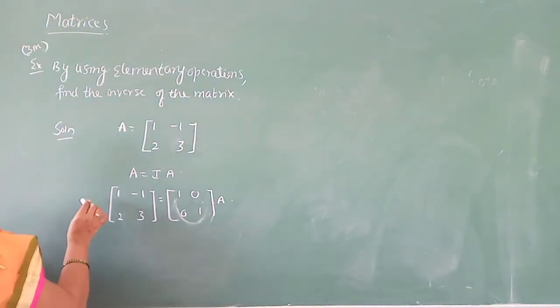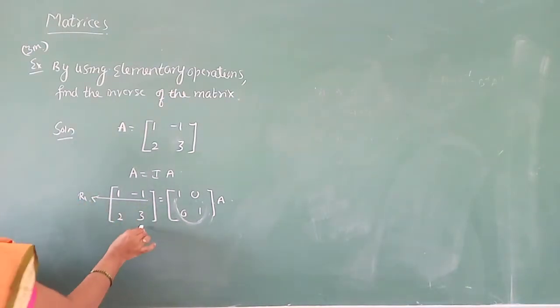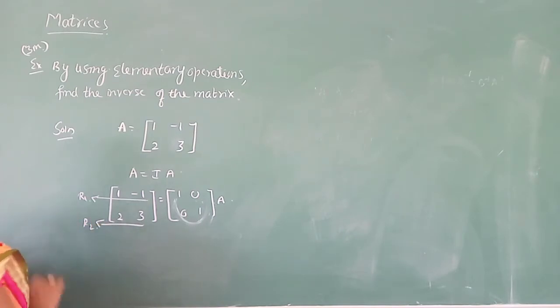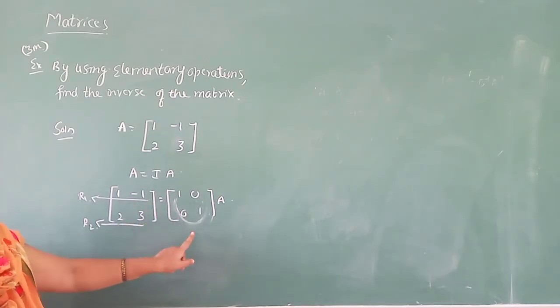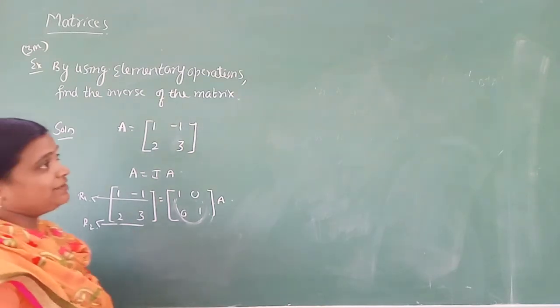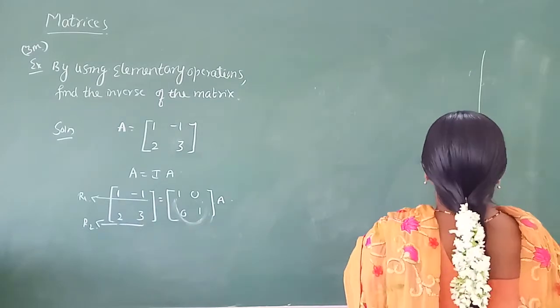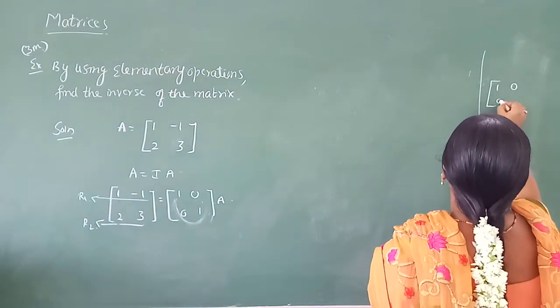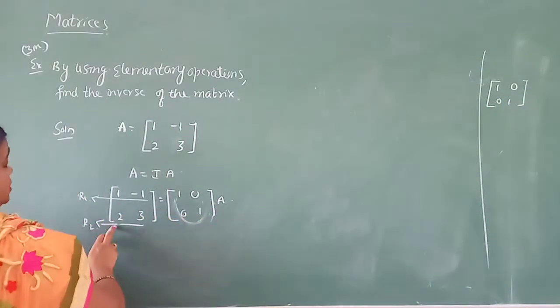This first row we call R1, and this we call R2, the second row. Now we are making the changes in the second row, so this 2 can be converted into 0. I will write it on one side so that you can easily understand. The very first step is 1 0 0 1. The 1 is already there, and we have to convert this into 0.